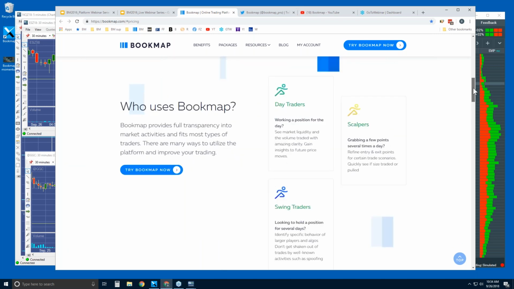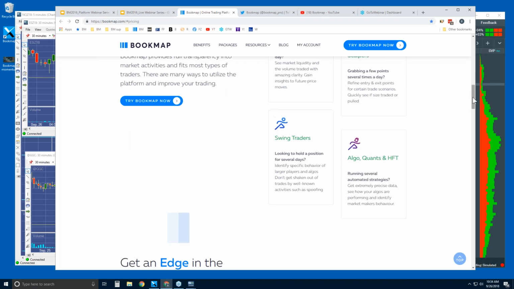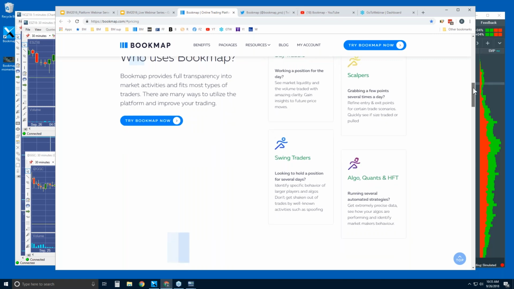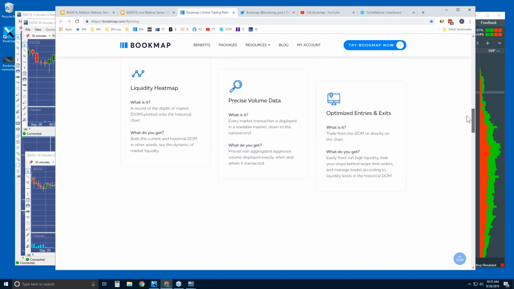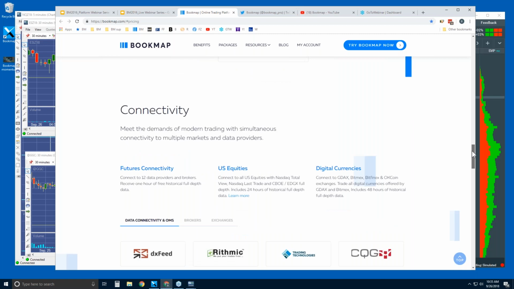Who uses Bookmap? Day traders, scalpers, swing traders, and quants. They all use it, even position traders, just because the visualization is extended on much higher time frames. Okay, so very low time frames for scalpers on up to very high time frames. It's all still usable, and I'll demonstrate that for you. Okay, get an edge in the markets. You can read more about this here, okay, because we're going to go through it on our own here in the webinar.